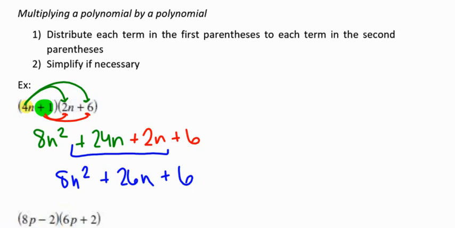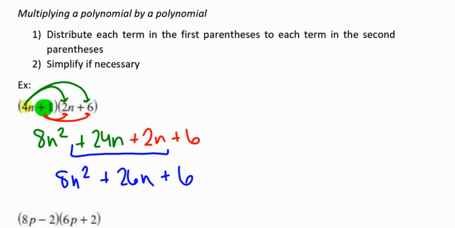So again, just like I shared on the last video, your prompt for a question like this could be to multiply 4n plus 1 and 2n plus 6. It could be simplify. It could also be find the product of 4n plus 1 and 2n plus 6. And we have to connect that word product to multiply.